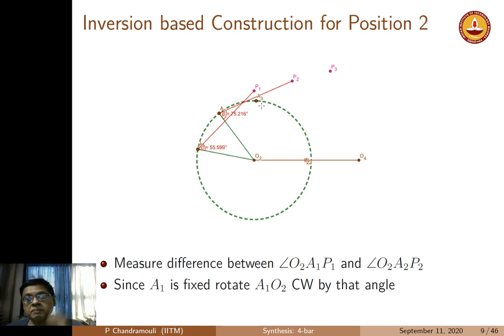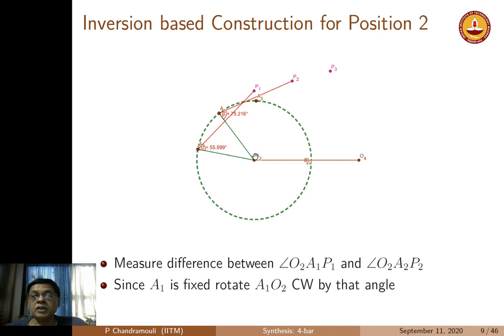So this is basically how you will get the three positions. Now we want to do the inversion. So in the inversion based construction for position 2, I don't have this kind of a schematic where O2 is fixed. Now I have to visualize a case where O2 and O4 are moving. So that means the coupler is fixed, A1 P1 remains fixed, which means it is fixed in this position.